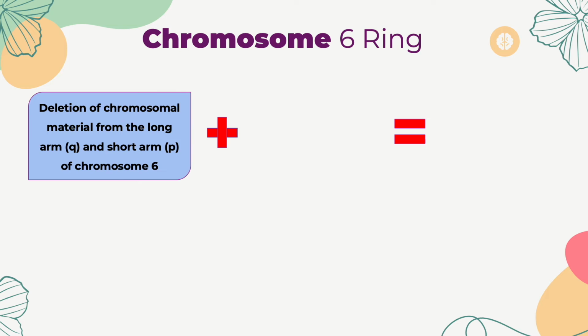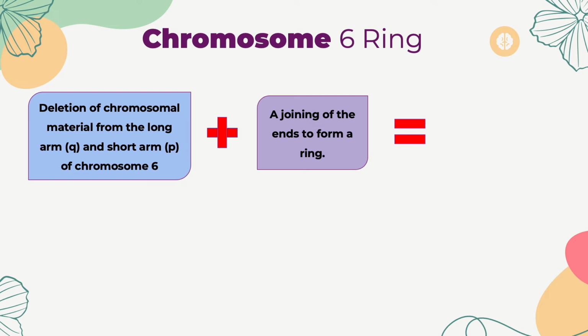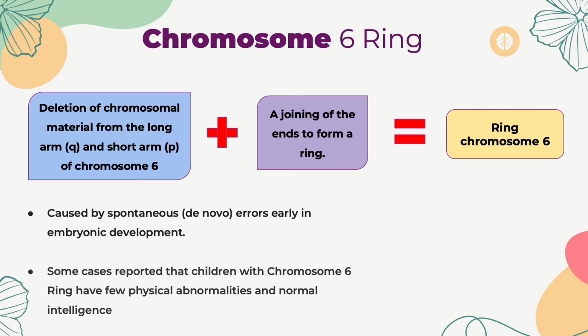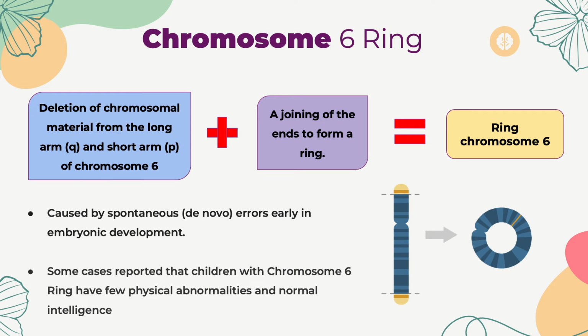Chromosome 6 ring results from deletion of chromosomal material from the long arm and short arm of chromosome 6 and a joining of the ends to form a ring. In most cases, chromosome 6 ring appears to be caused by spontaneous errors very early in embryonic development.